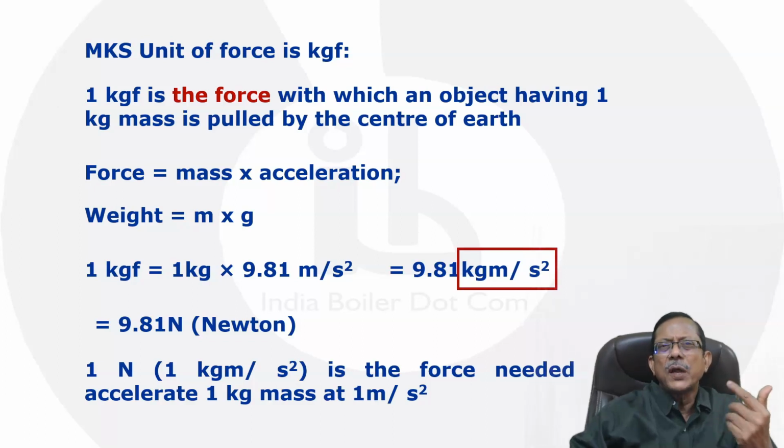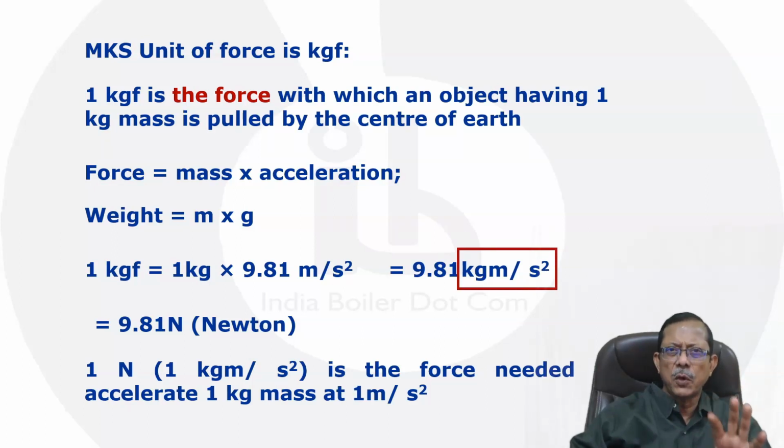So what is 1 Newton force? It is 1 kg meter per second square. So if it is acting upon an object with a mass of 1 kg, it is going to induce an acceleration of 1 meter per second square. So no ambiguities, right?